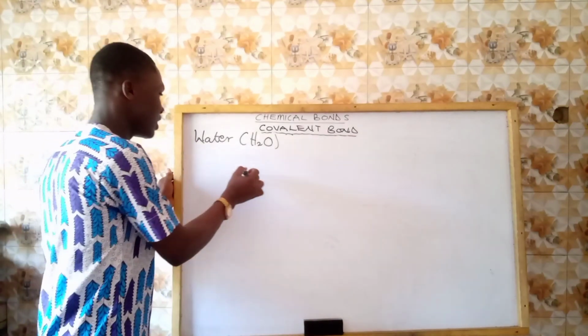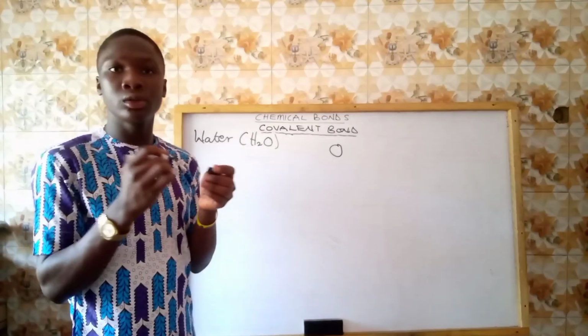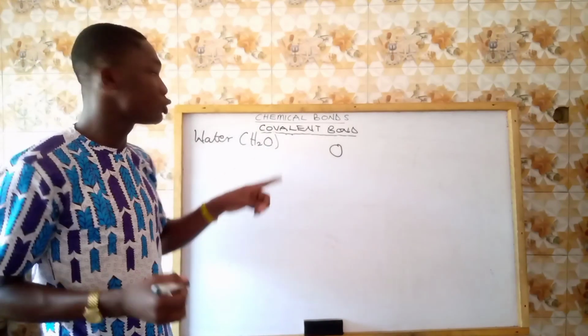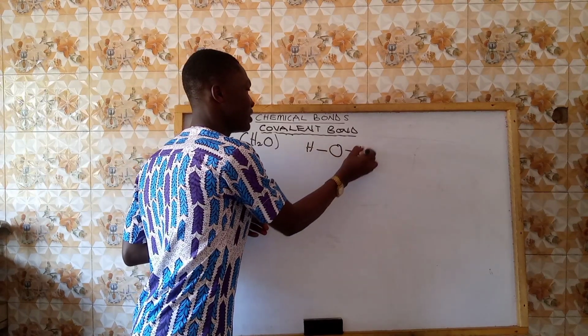So you have oxygen here. Oxygen forms a bond with 2 H atoms. So you have 1 H here and then 1 H here.